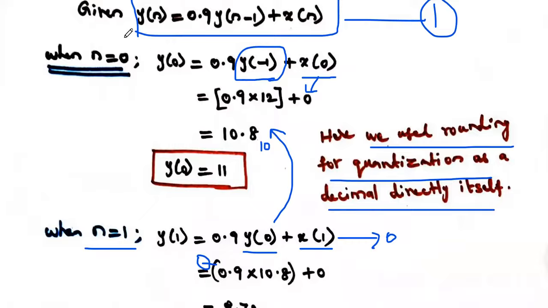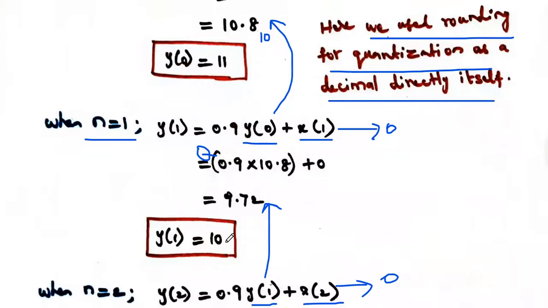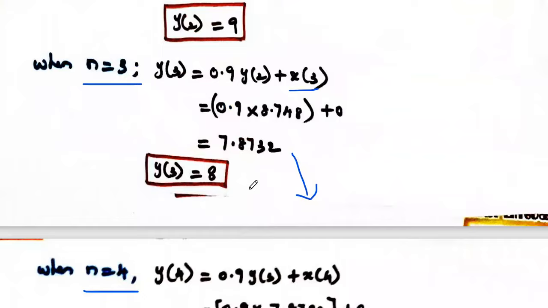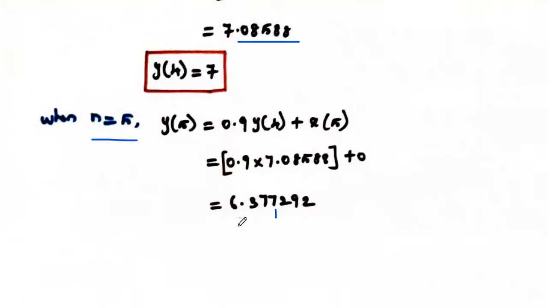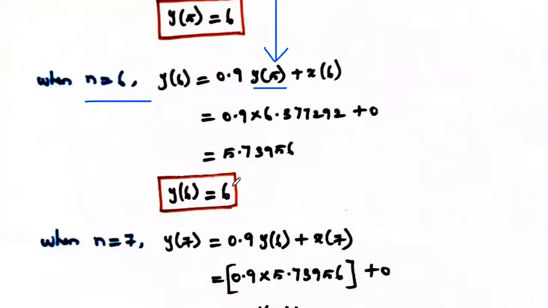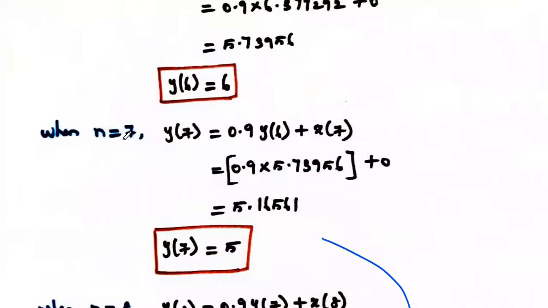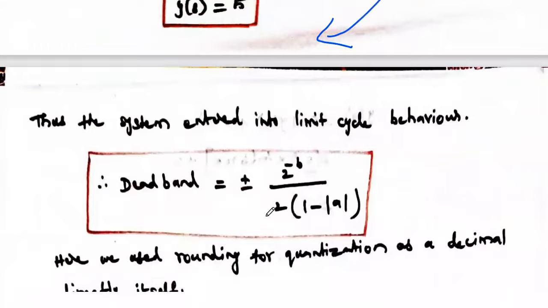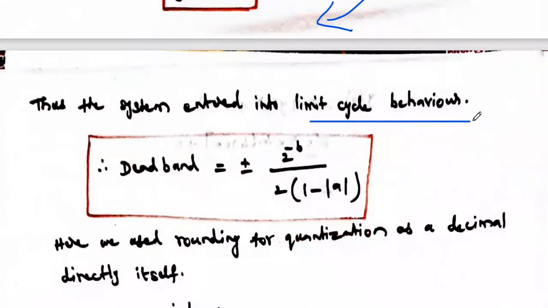Okay, so just see the outputs. At n equal to 0, the output is 11. At n equal to 1, the output is reduced to 10. At n equal to 2, 9. At n equal to 3, 8. At n equal to 4, 7. At n equal to 5, it is reduced to 6. At n equal to 6 also, the same 6 is maintained. At n equal to 7, 5. At n equal to 8, 5. After that, for n equal to 9, 10 also, the same output is maintained. So that's why the system enters into limit cycle behavior.